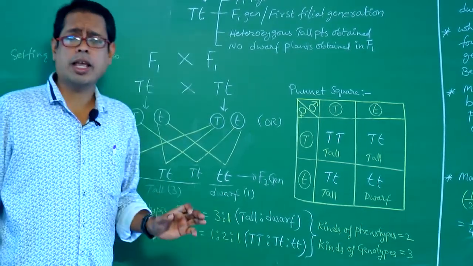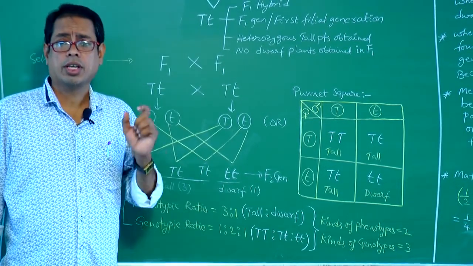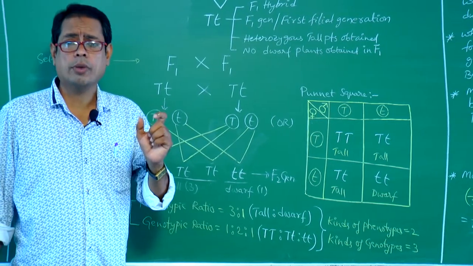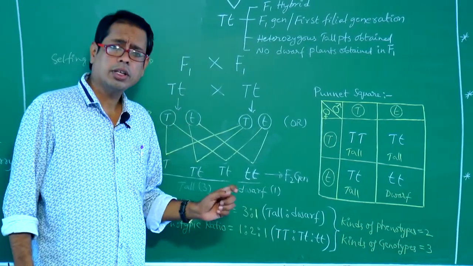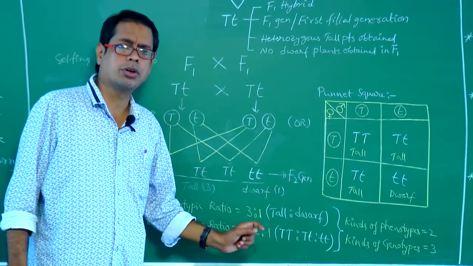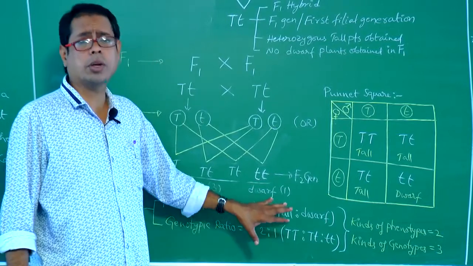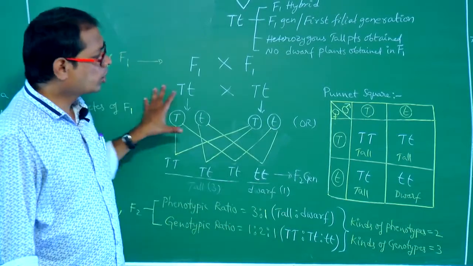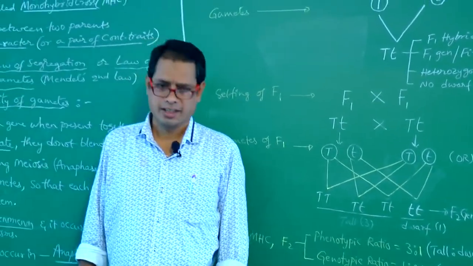So, what is the phenotypic ratio in the F2 monohybrid cross? F2 monohybrid cross phenotypic ratio is 3:1. F2 genotypic ratio is 1:2:1. These ratios we have to remember. Please note down all these points, my dear students, and we will meet in the next class.